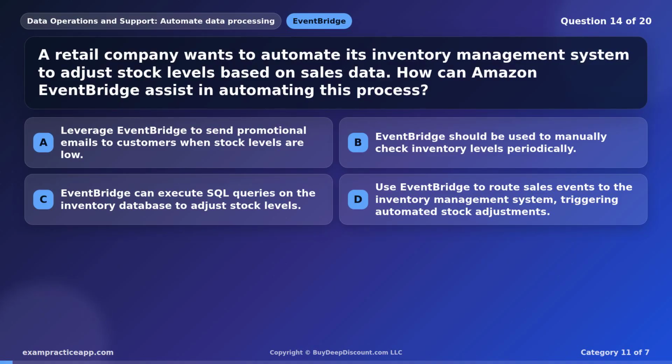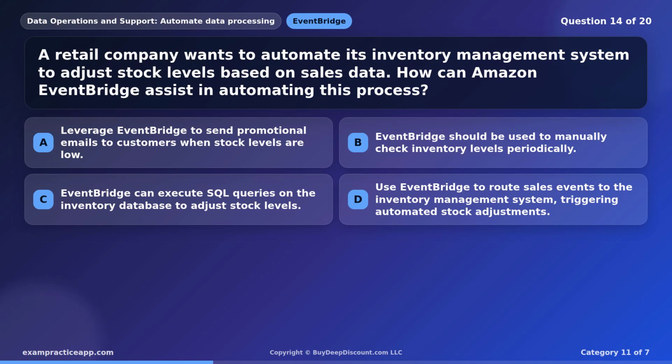Question 14. A retail company wants to automate its inventory management system to adjust stock levels based on sales data. How can Amazon EventBridge assist in automating this process? Option A. Leverage EventBridge to send promotional emails to customers when stock levels are low. Option B. EventBridge should be used to manually check inventory levels periodically.